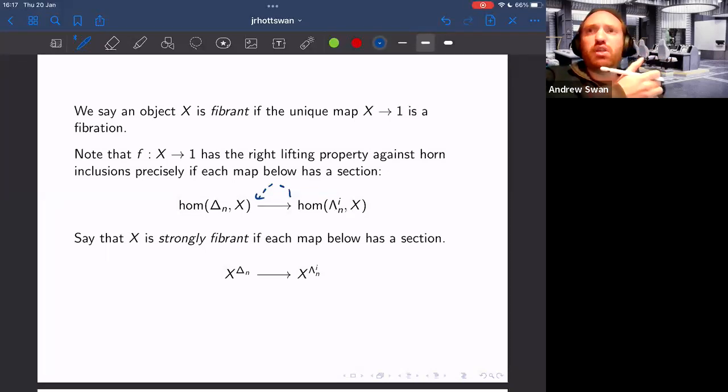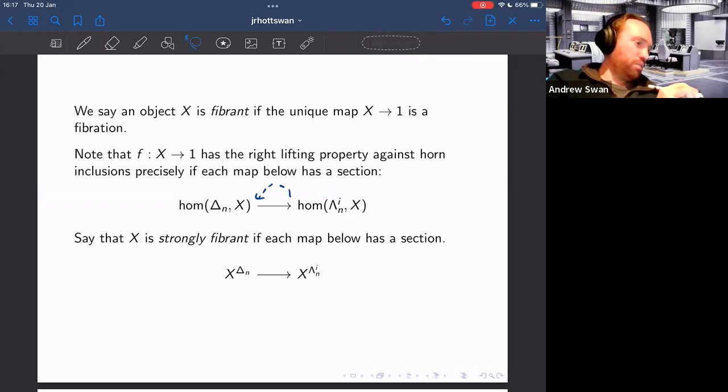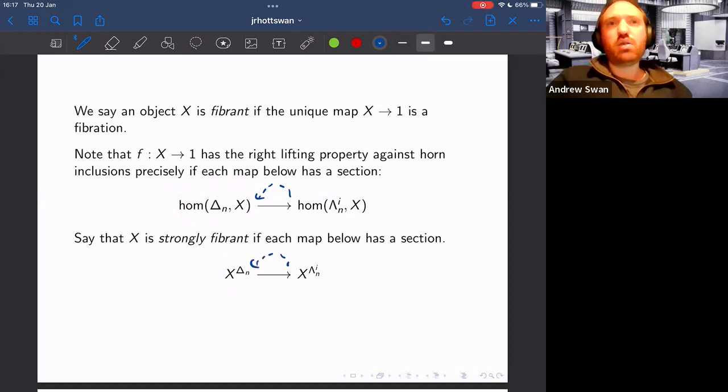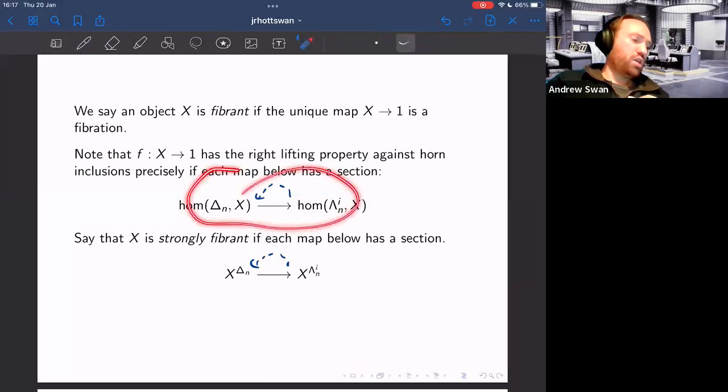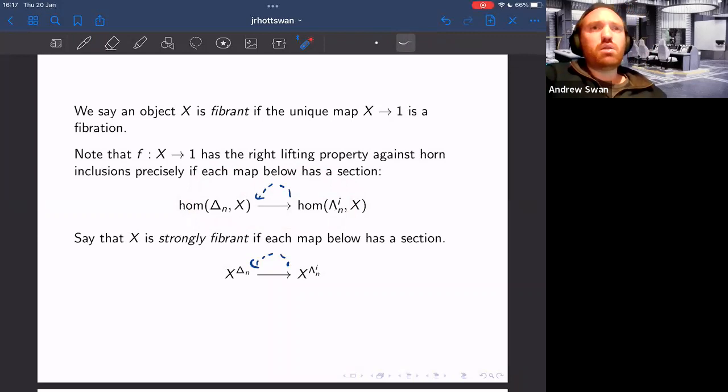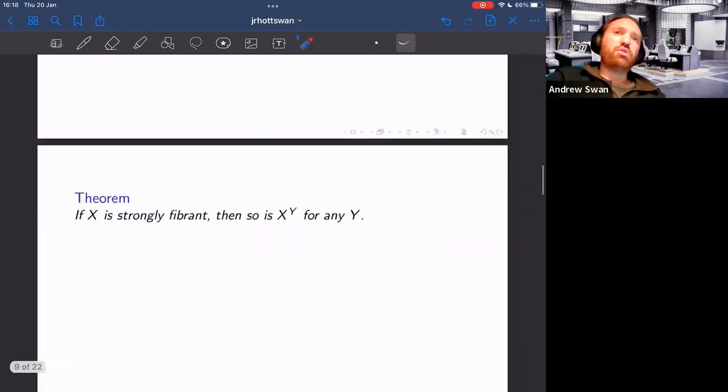And by analogy with the two definitions of Kan fibration, we could instead replace these Hom sets with exponential objects. So here we're replacing Hom from delta n to X with the exponential X to the delta n, and then we could instead ask for a section of that. Okay, and this is a stronger definition of Kan fibration, and the idea is that these ones are not preserved by exponentiation, but the strongly fibrant ones are.